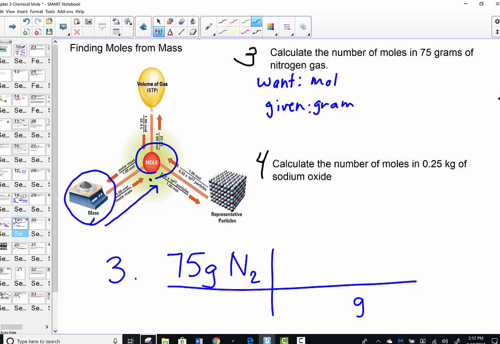Now notice here I want grams to cancel and I want to end with the mole. The mass of 1 mole of 2 N's added together is 28 grams. So I divide to head into the mole. 75 over 28, and I get 2.68. I should have 2 sig figs. 2.7 moles of nitrogen gas.